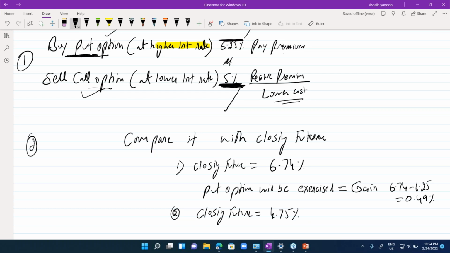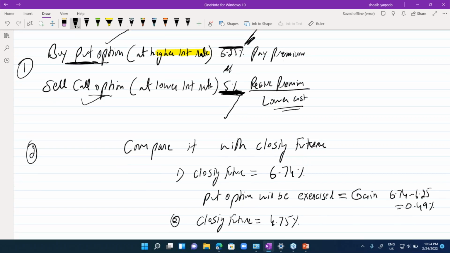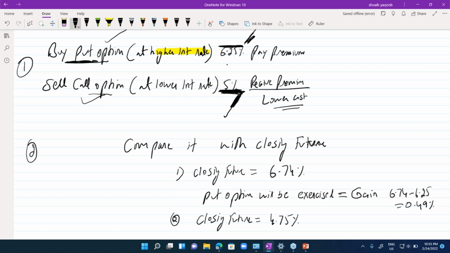Second scenario, if the closing future is 4.75%, anything above 6.25% will be exercised, anything below 5% will be exercised, and any rate between these two will not be exercised. 4.75% is the below rate, so the call will be exercised.